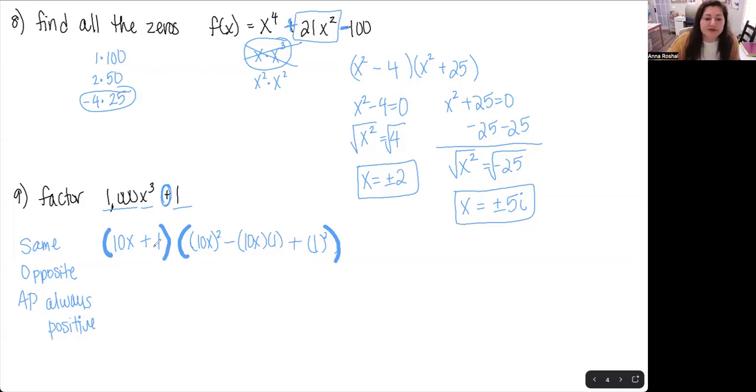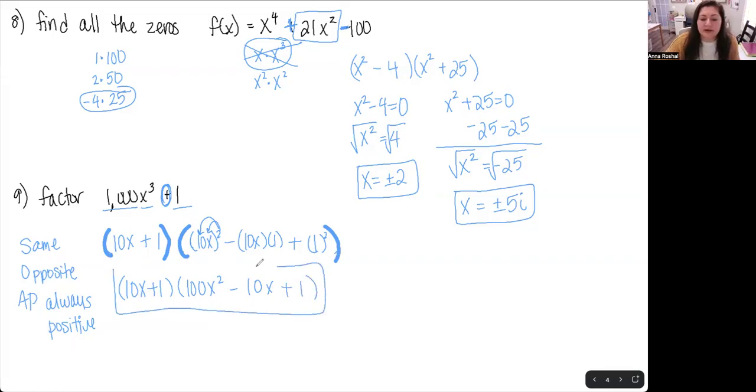So my final answer, just to clean this up a little bit, is going to be 10x plus 1, times 100x squared, because this squared applies not just to the x, but to the 10 also, minus 10x, because, hey, 10x times 1, and then plus 1. This would be my final answer. Okay, I hope that this was helpful.